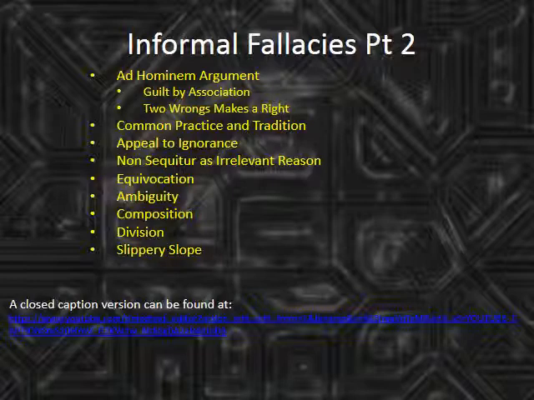Hello and welcome to Informal Fallacies Part 2. This time we'll be talking about ad hominem, including the versions of guilt by association and two wrongs make a right, as well as the fallacies of appealing to common practice or tradition, appealing to ignorance, non sequiturs as irrelevant reasons, equivocation, ambiguity, composition, division, and the slippery slope fallacy.